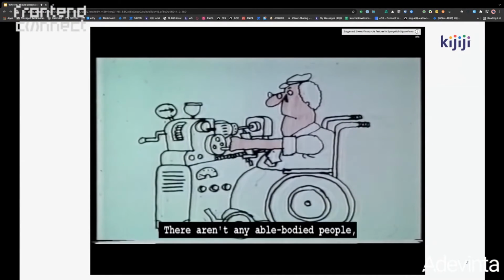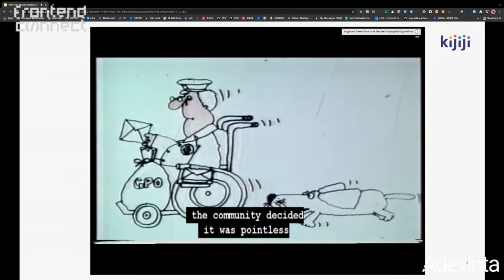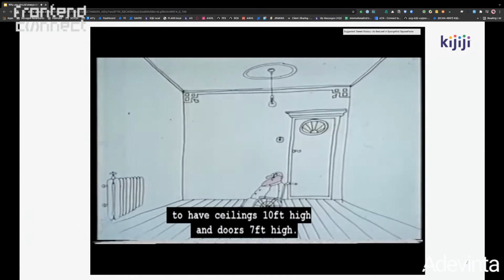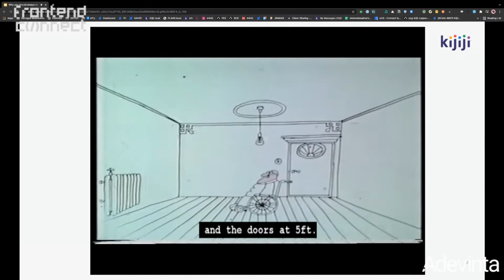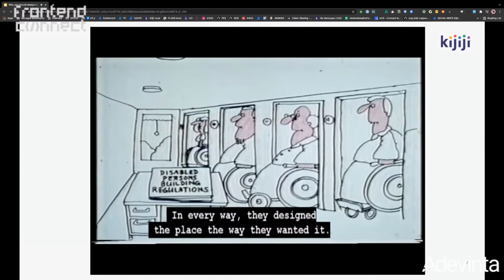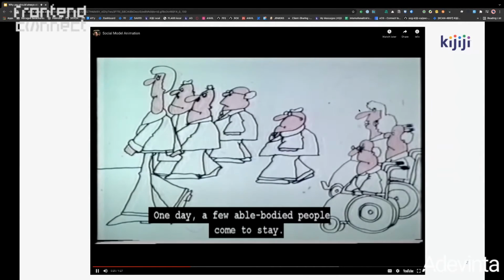There aren't any able-bodied people, so naturally, when they built the town, the community decided it was pointless to have ceilings 10 foot high and doors 7 foot high. So the ceilings were built at 7 foot and the doors at 5 foot. In every way, they designed the place the way they wanted it. One day, a few able-bodied people come to stay.